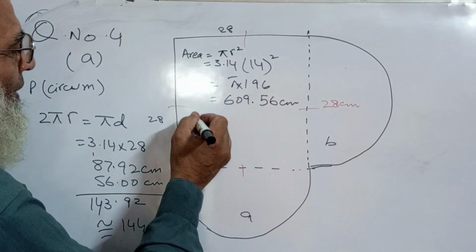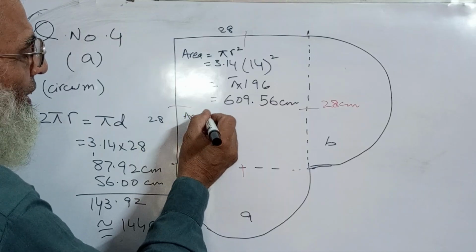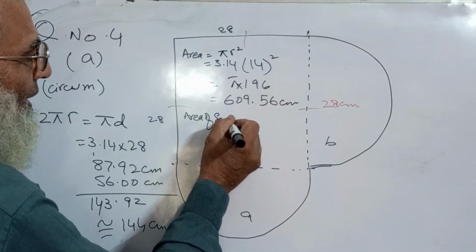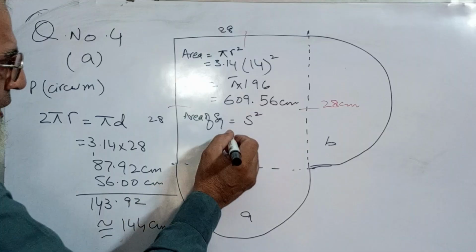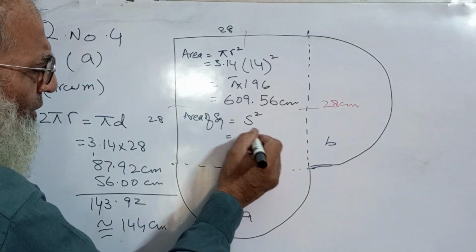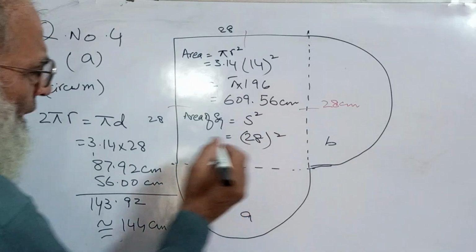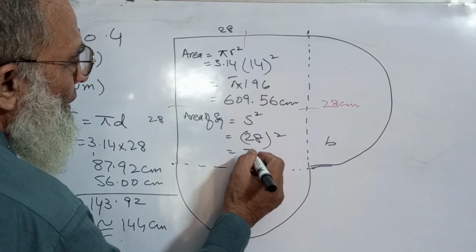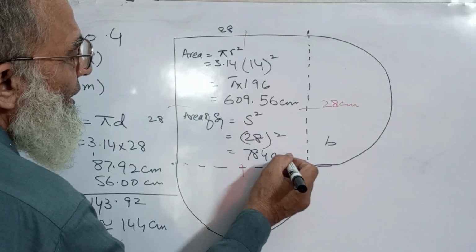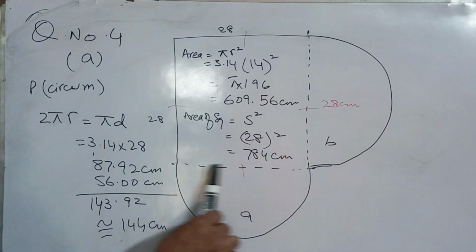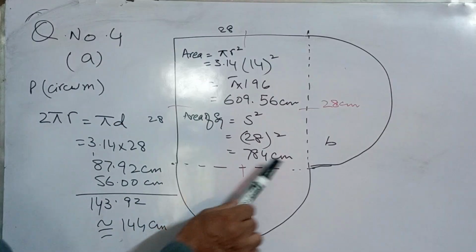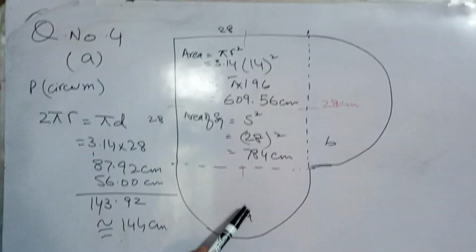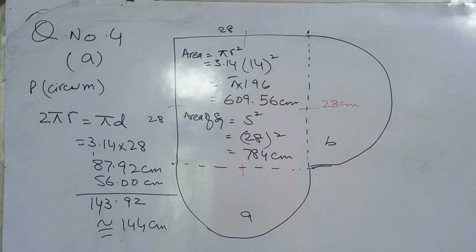So area of square is side square, as I told you. So it will become 28 the whole square. 28 squared will be 784 centimeter square. So the area of the square from here to here is 784, and the area of these circles is 609.56. So adding these two.